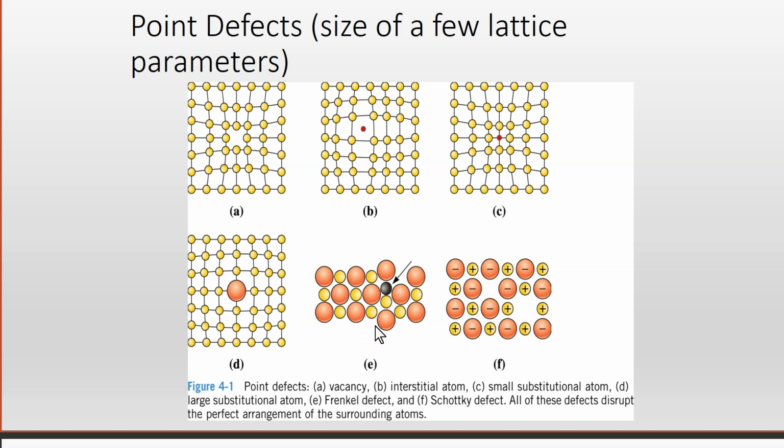In E, we have a Frenkel defect. A Frenkel defect is a vacancy which is associated with an interstitial defect. So basically, an atom has been shifted from its regular position into an interstitial position. In the Schottky defect, we have missing ions in an ionic crystal in such a way that the overall crystal still remains neutral. So we have an equal quantity of positive ions missing as negative ions.